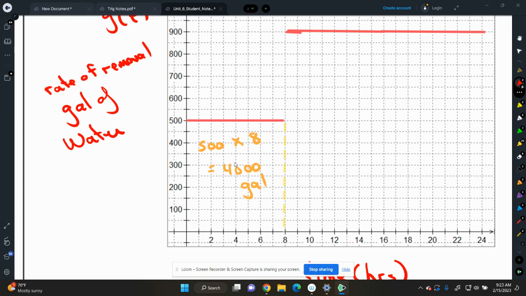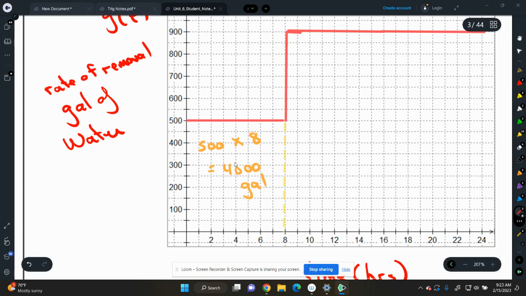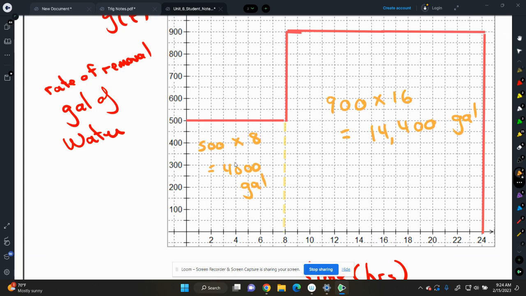And if I wanted to know how many gallons were removed in the next 16 hours, right? So we know it's removing at a rate of 900 gallons per hour for the next 16 hours, that's going to equal 14,400 gallons. I'm sorry, I labeled my axis wrong. The y-axis is the rate of removal in gallons of water. Okay. Does that make sense?